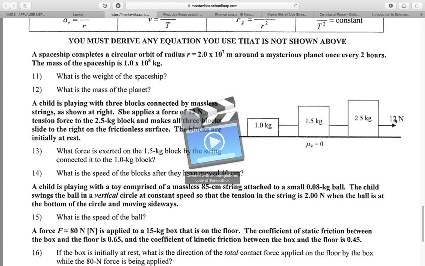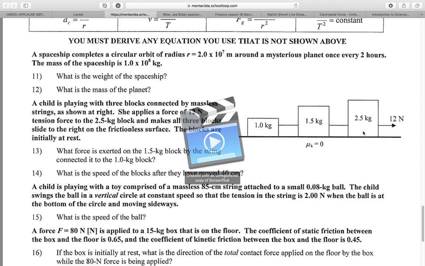So let's look at this one. A child is playing with 3 blocks connected by massless strings as shown at the right. The child applies a force of 12 newtons to the 2.5 kilogram block and makes all 3 blocks slide to the right on the frictionless surface. The first thing to notice is there is no friction. That already takes out one force. So you look at what the forces are in this case.